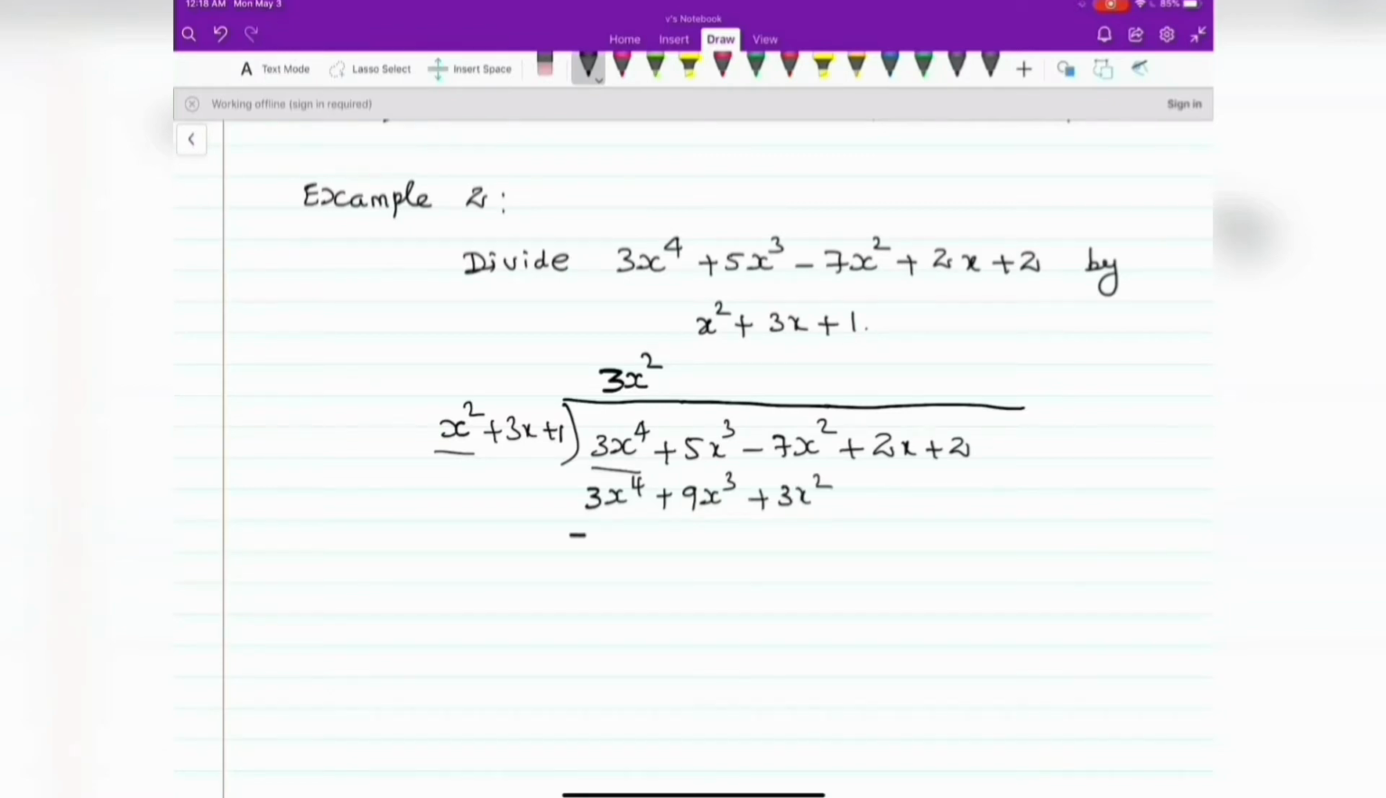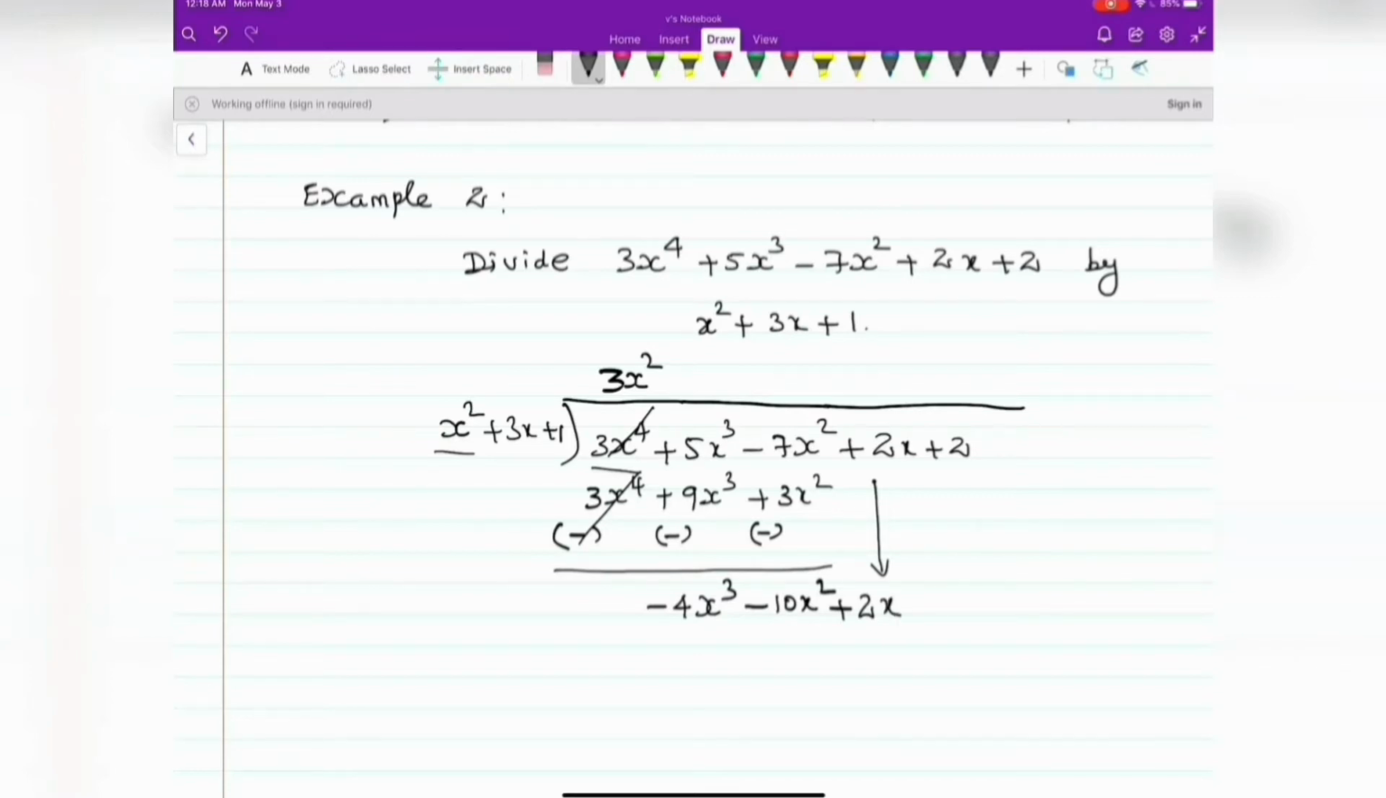The usual procedure, you have to subtract. So naturally the sign will change. Plus 3x power 4 minus 3x power 4 will get cancelled. 5x cube minus 9x cube will give me minus 4x cube. Minus 7x square minus 3x square will give minus 10x square. Now I have to bring down plus 2x.